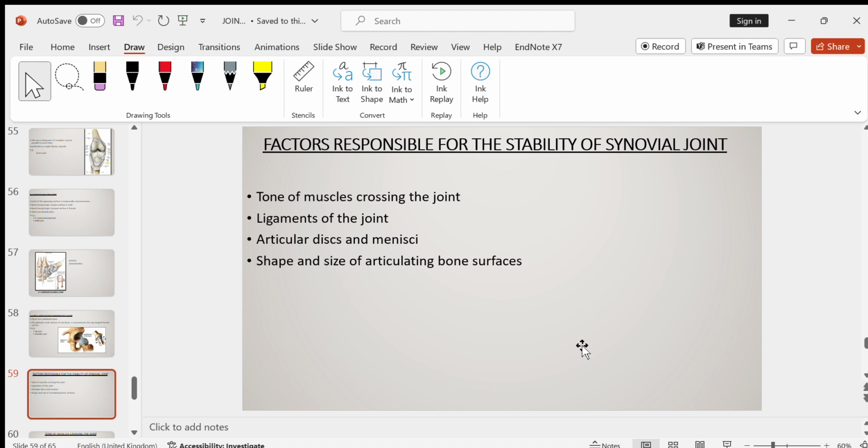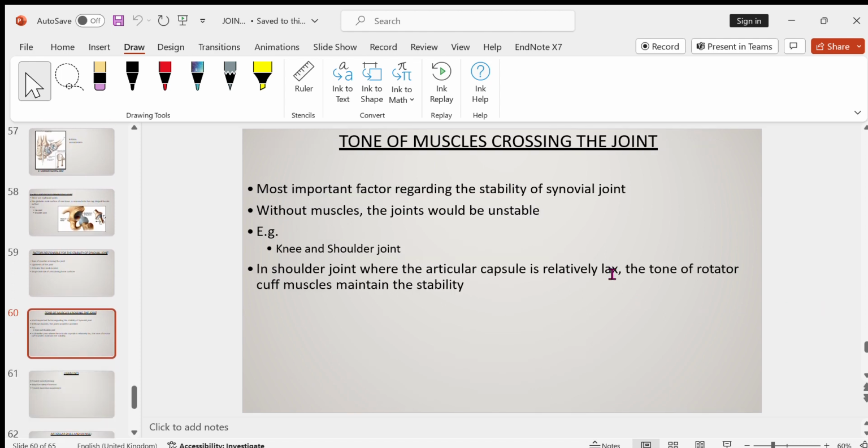Now we'll discuss the factors which are responsible for stability of the joint. The first of all is the tone of the muscles. All the muscles that are crossing that particular joint are strengthening that joint. For example, the knee joint and the shoulder joint, in fact, all the muscles that are surrounding the joint are strengthening the joint.